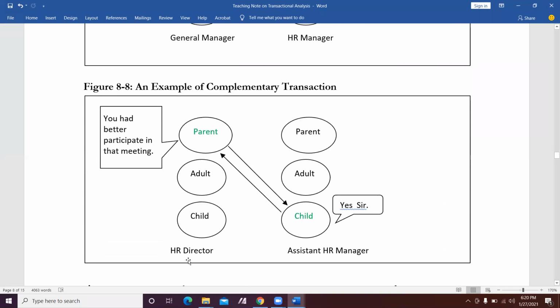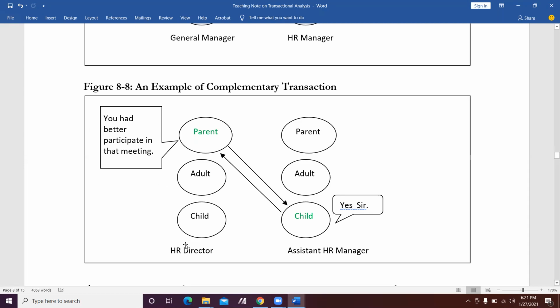Here there are two parties. One is the HR director, the other is the assistant human resource manager. The HR director made a stimulus: You had better participate in that meeting. What is the meaning of this? In English grammar, if you use 'you had better', that means there is a command. So it is something like, you should participate in that meeting.